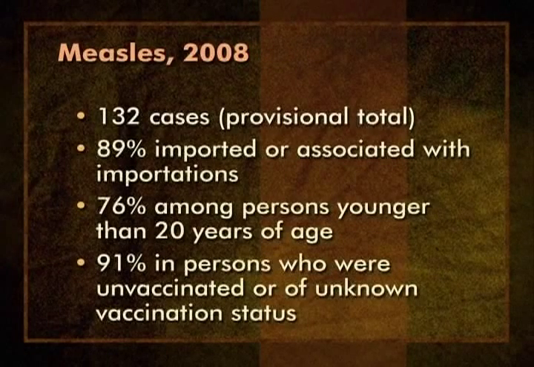In 2008, a provisional total of 132 measles cases was reported, the largest annual total since 1997. 89% of these cases were imported from or associated with importations from other countries, particularly countries in Europe where several outbreaks are ongoing. 76% of cases were among persons younger than 20 years of age. 91% were in persons who were unvaccinated, most because of personal or religious beliefs or of unknown vaccination status.